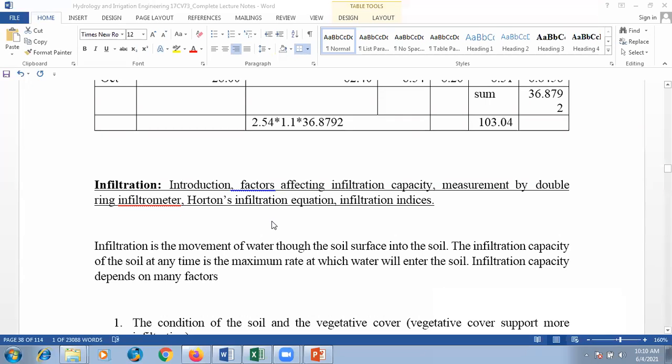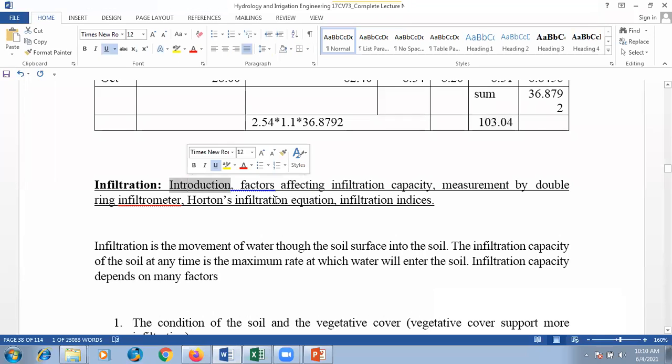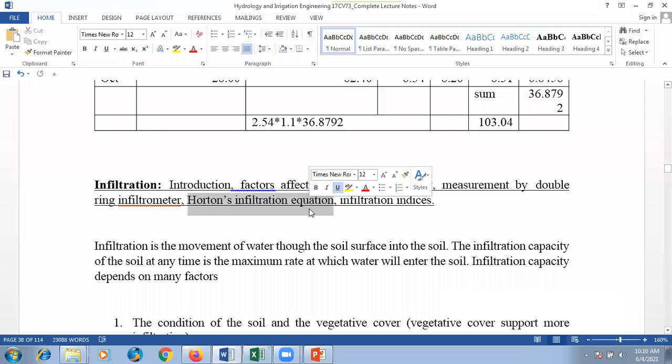And here also, just like for the previous two abstractions, we will have a little bit of introduction, the factors which affect infiltration, infiltration capacity, and the measurement of this using a double ring infiltrometer. An analytical procedure, that is Horton's infiltration equation, to understand infiltration better would be attempted. And finally, the presentation of infiltration data through infiltration indices is another thing we need to look at.